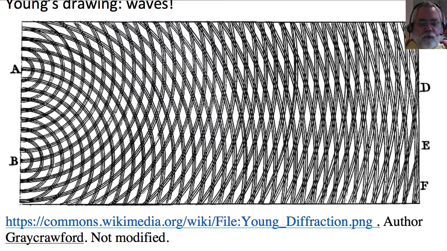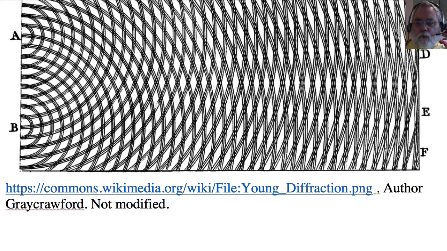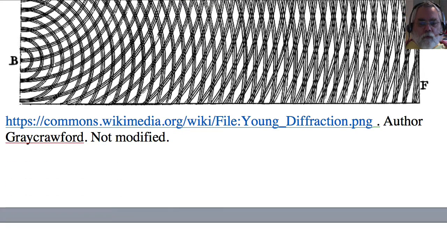And in his view, this made it clear that light was waves. Now here's an actual photograph of the pattern on a distance screen from two slits using white light.